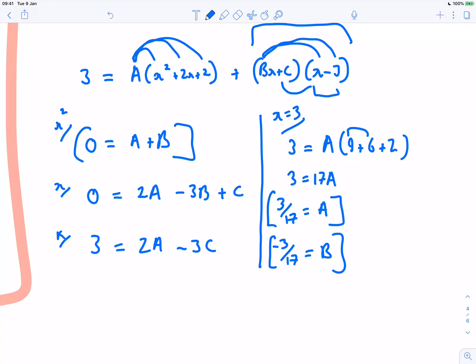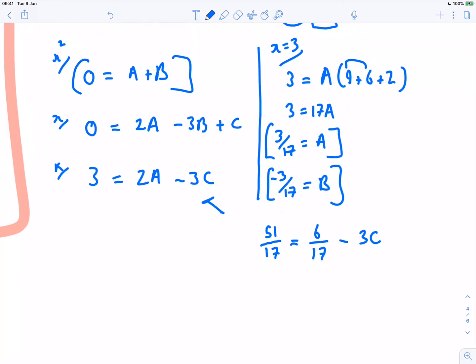And then to work out c, well, I can substitute into the bottom one, I suppose. So I've got 3, oh dear, which is 51/17. 3 10s are 30, 3 7s 21. Yep, equals 2 lots of a, which is 6/17, minus 3c. Okay, 51 minus 6, I believe, is 45/17. That's minus 3c. If I divide by 3, it looks like c equals negative 15/17.